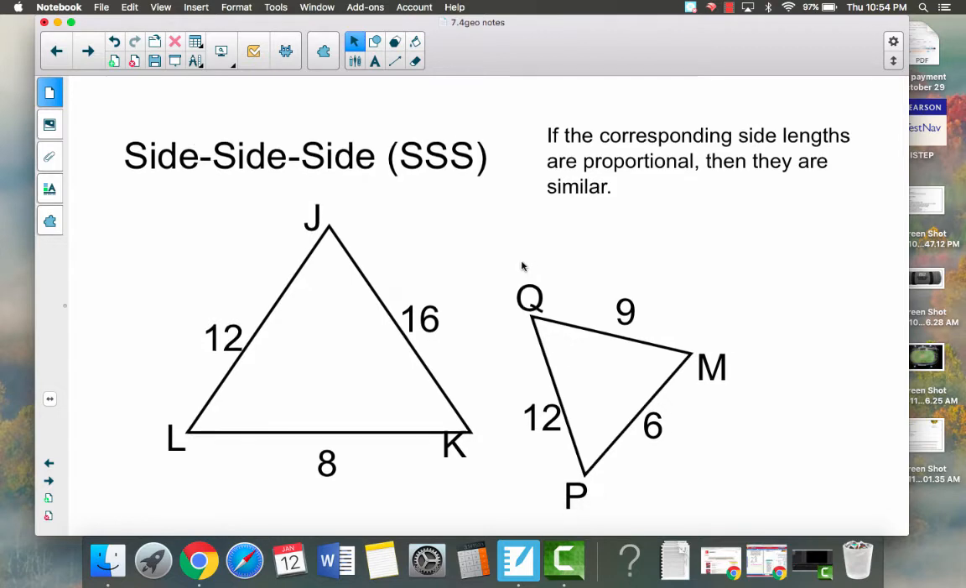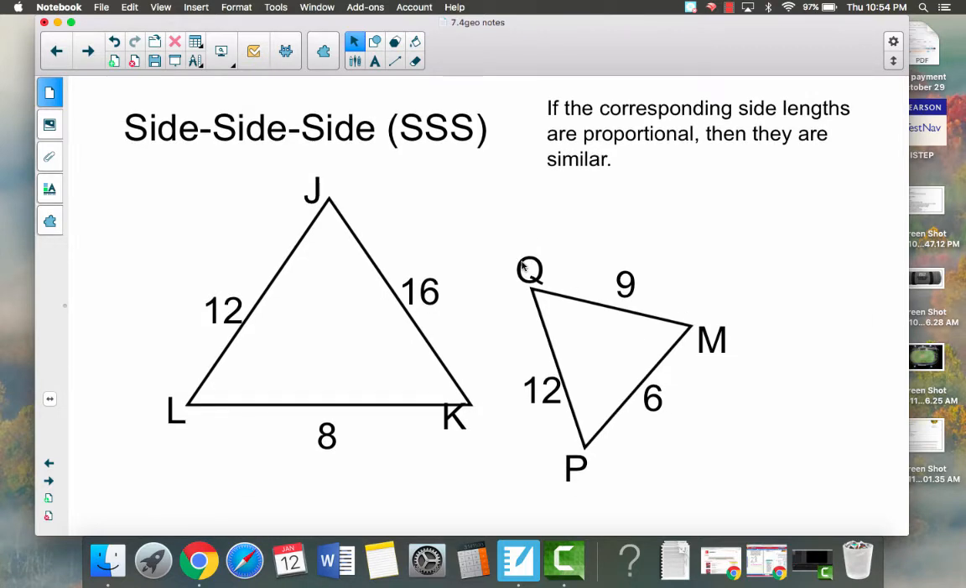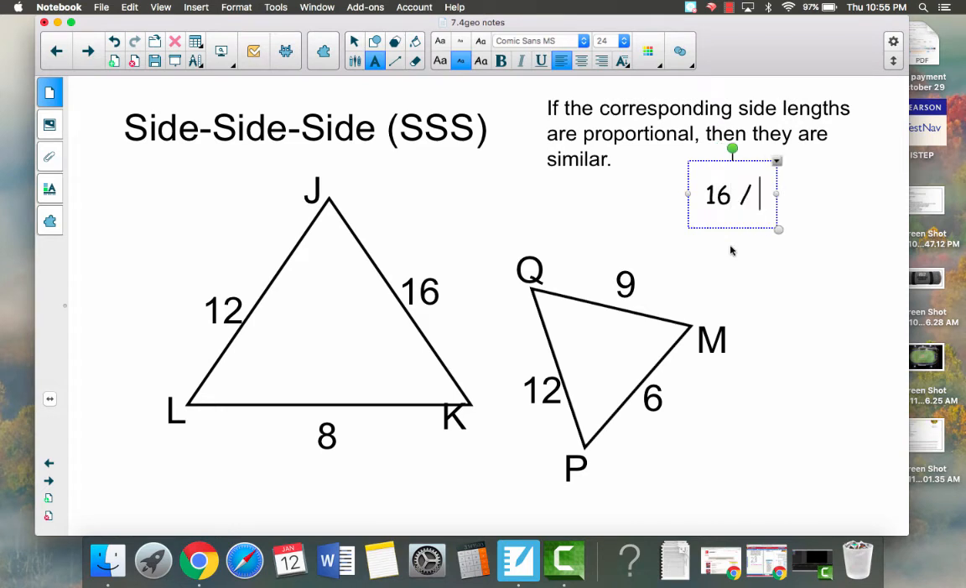the same thing. Now, if you don't have a similarity statement, easiest thing to do when you're trying to match things up is go with the largest go together, the smallest go together, and then the middle ones go together. So for example, JK is the largest side on this side, so it's going to be 16. You have to bear with me as I have to type this out. So 16. And then over the largest side on the smaller triangle is QP, and that's 12. All right, so if we reduce that, we can divide both of them by 4, so we get 4/3. Okay, so that's for the first triangle.